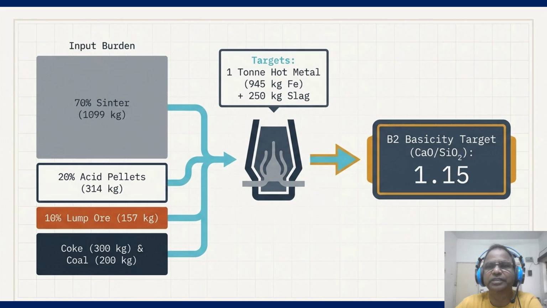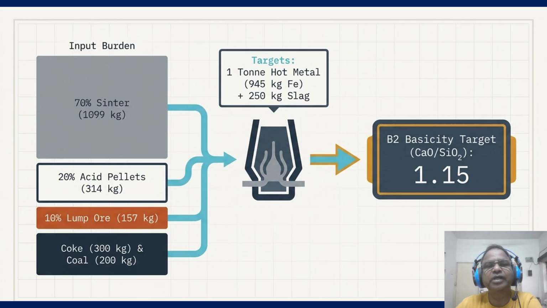The heavy hitter here is that gold box on the right. The B2 basicity target of 1.15. The so what here is critical. If your CaO/SiO2 ratio drifts, your slag viscosity spikes, and this leads to poor drainage and unstable hearth pressure. So we are not just dumping rock, we are managing a delicate chemical equilibrium. If we miss this basicity target, our sulfur removal efficiency tanks and our hot metal quality also suffers badly.